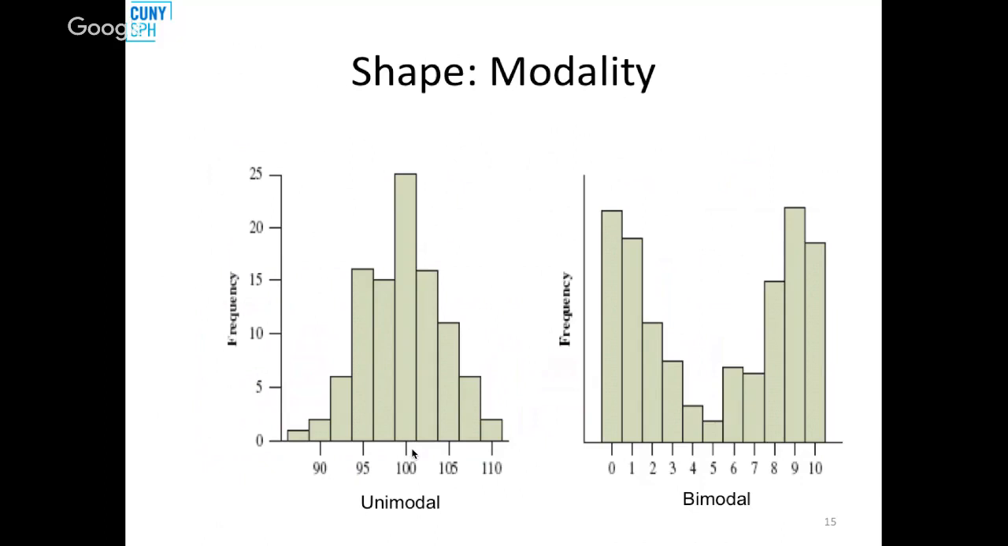Now, the central tendency, I mentioned there are some different ways to think about it. If you have a unimodal distribution like this one on the left here, it's pretty clear what you mean by the central tendency. If you have a multimodal distribution such as this bimodal distribution on the right, then it's a little bit less obvious what you mean by central tendency.